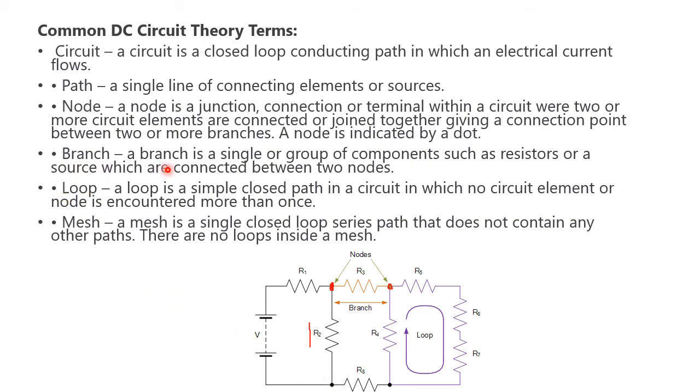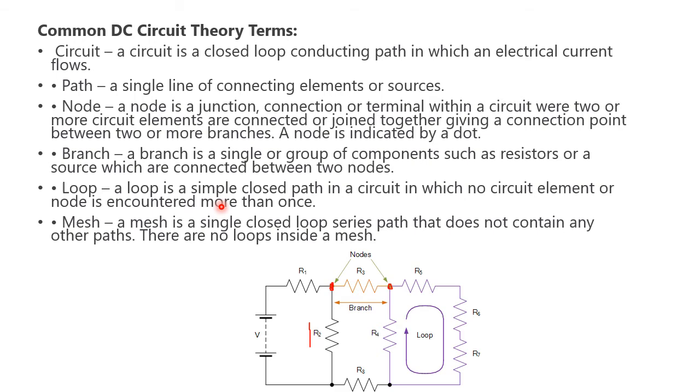Then branch. A branch is a single component or group of components such as resistors or a source which are connected between two nodes. So in between two nodes there are branches. So this node and this node, there are two branches interconnected in between these two nodes. Here also in between these two nodes there are so many elements interconnected. So these are the branches.